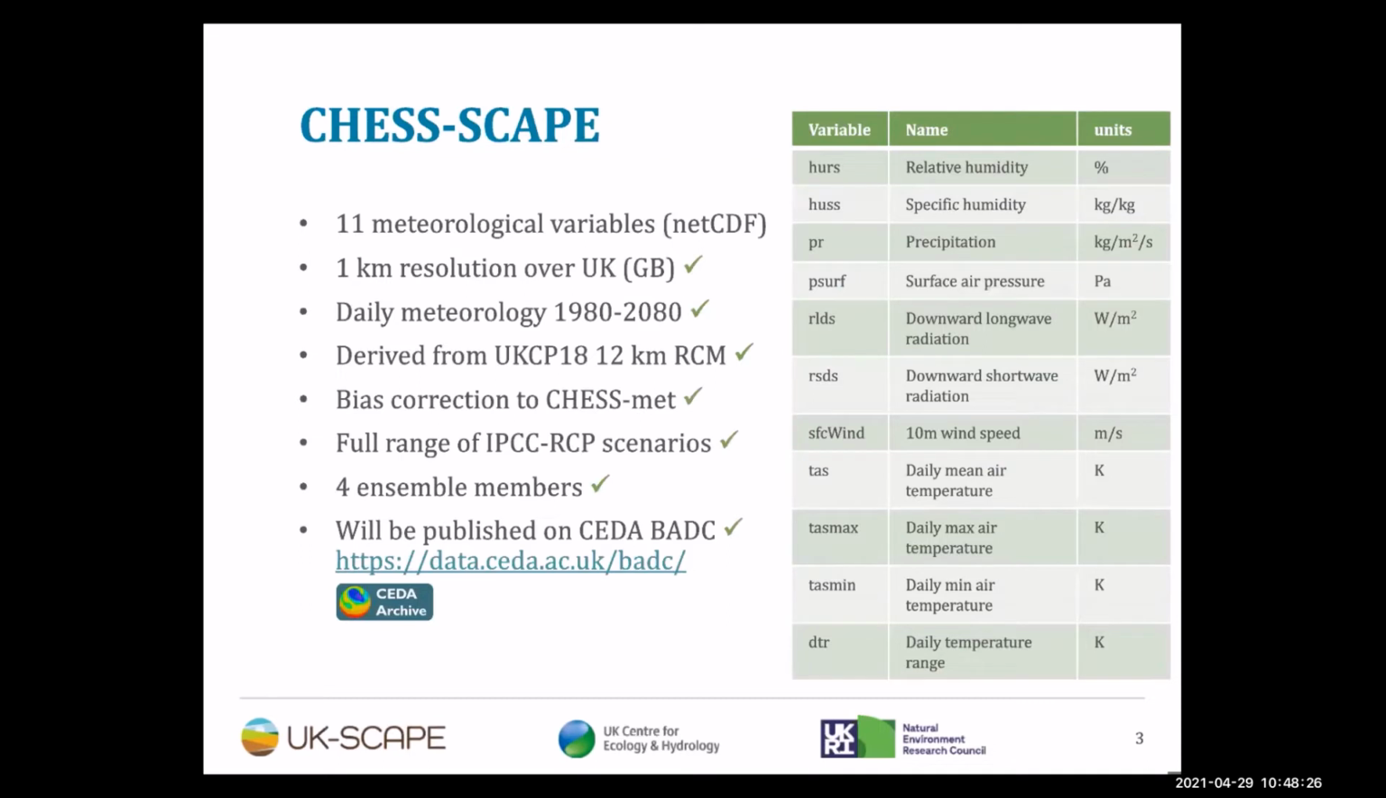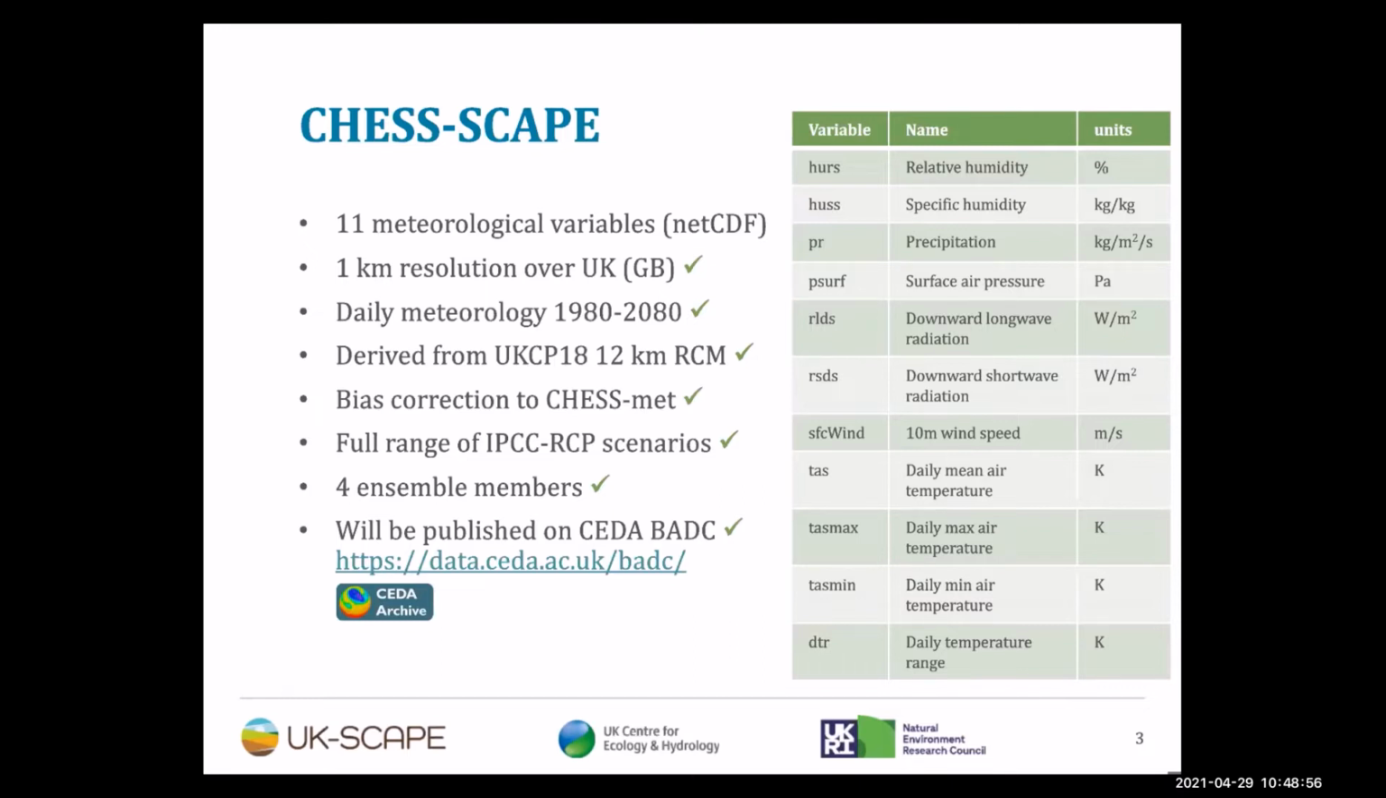So Chestscape is our data set that we've made to fulfill all of these requirements. It's a data set of 11 meteorological variables in NetCDF format. It's 1 kilometre resolution and has daily meteorology from 1980 to 2080. We haven't run a climate model ourselves. What we've done is take an existing climate model output, UK-SCAPE 18, and then we've enhanced that to make it suitable for our needs.